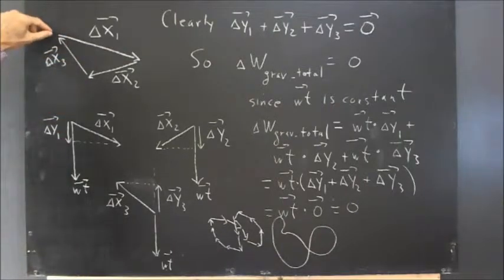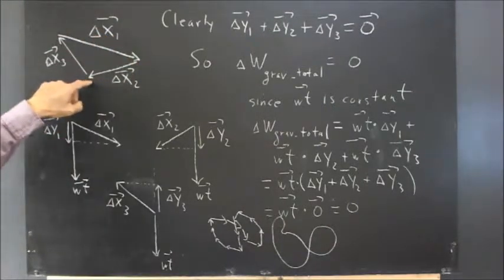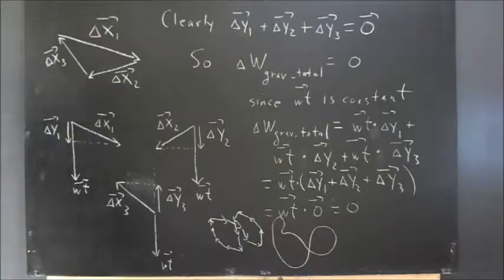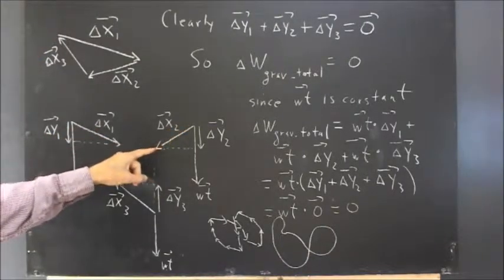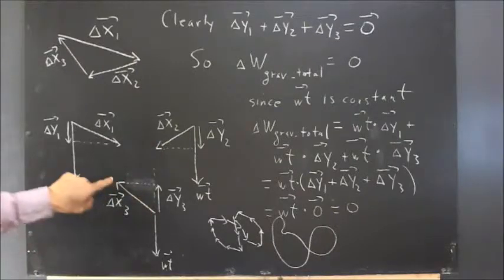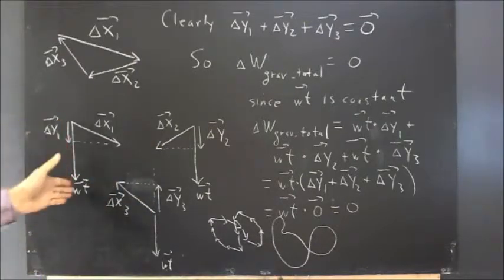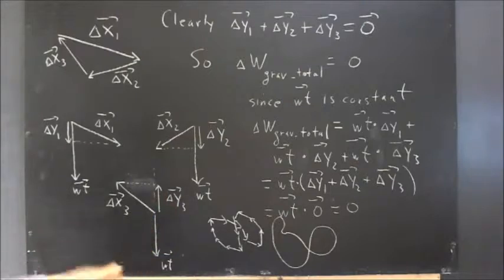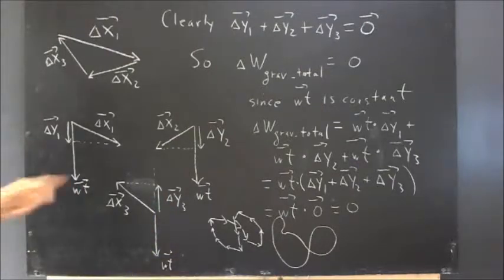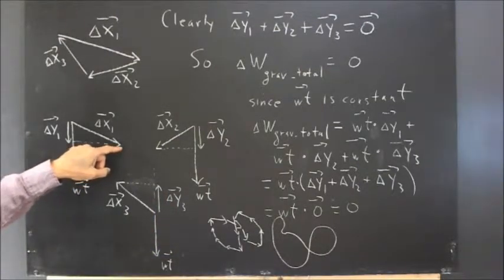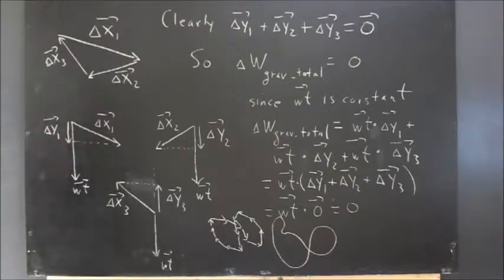Now, we have the 3 displacements, delta x1, delta x2, delta x3, and we draw those 3 displacements here, here, and here, along with the weight vector, and we look at the projections of the displacement vectors on the weight vectors. And those projections give us the changes in the y-coordinate, in the altitude of the ball.